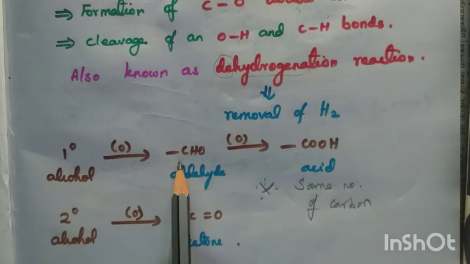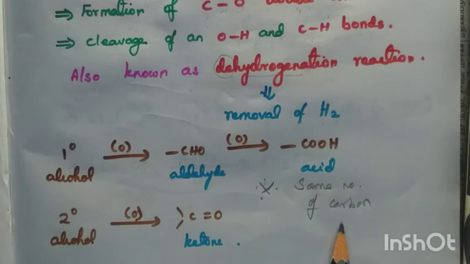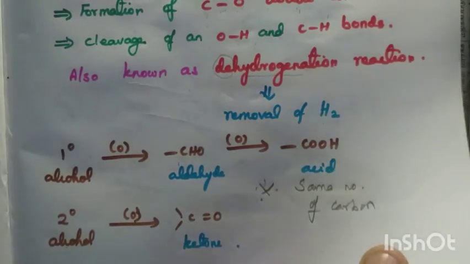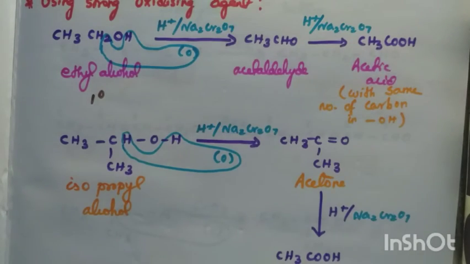Primary alcohol on oxidation gives aldehyde. Aldehyde on further oxidation gives acid, but with the same number of carbon. Secondary alcohol on oxidation gives ketone. This one on further oxidation gives acid, but with less number of carbon. Let's see this with the example.